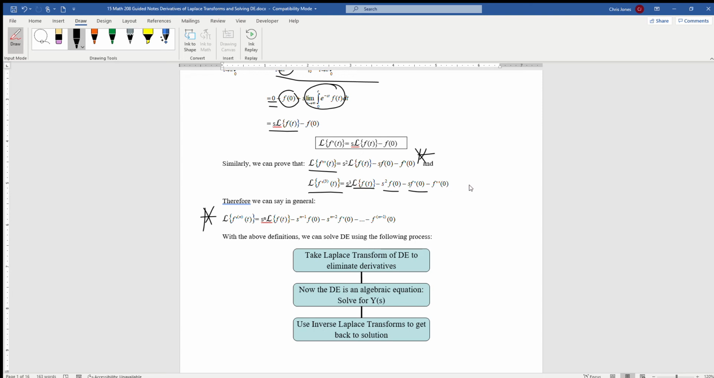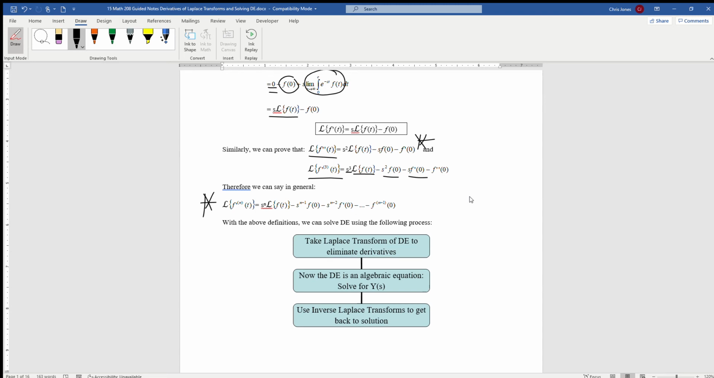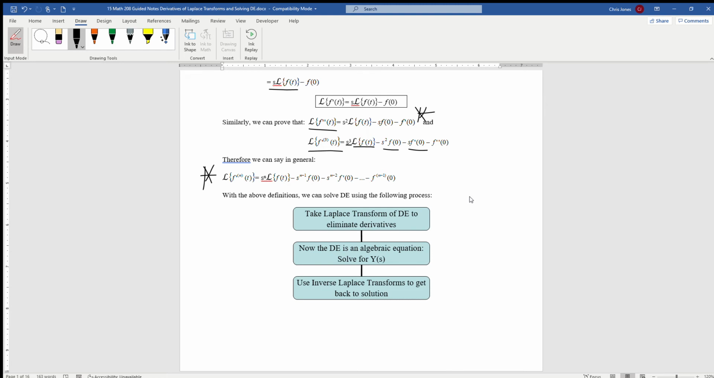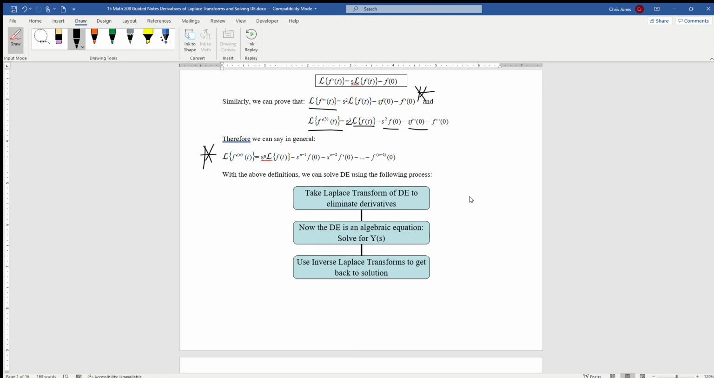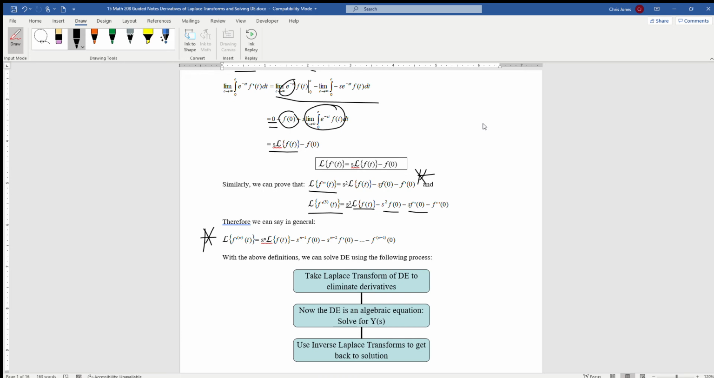And you might remember that there's a process that we're going to utilize to find the solutions to differential equations using Laplace transforms, as with all integral transforms. So we're going to take the Laplace transform of the original DE. We're going to eliminate the derivatives by using this. And notice the goal is that up here, when we took the Laplace transform of the derivative, there are no derivatives. That's the goal, to get rid of all those differentials.